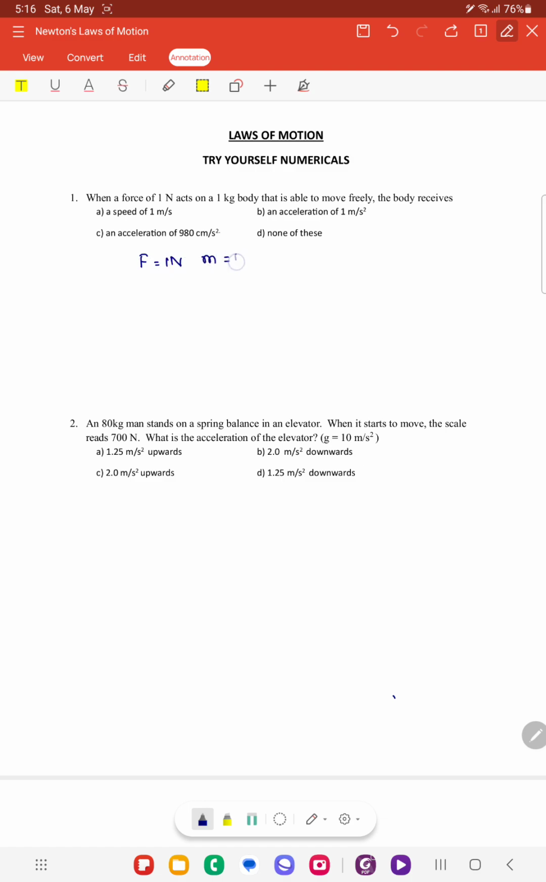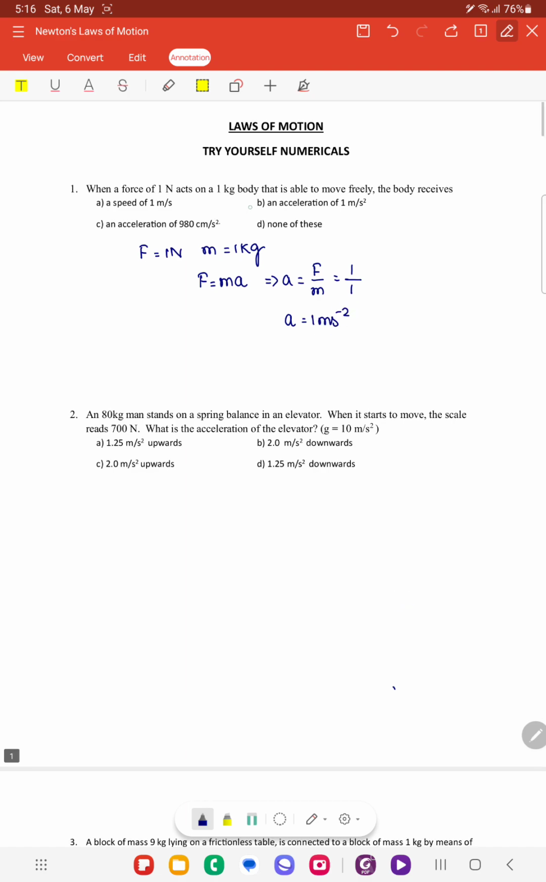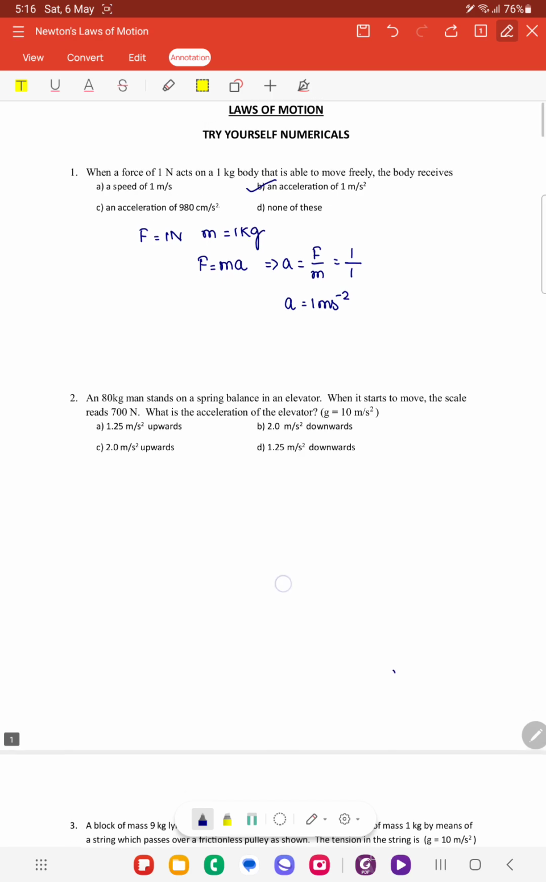Mass of the object is given as 1 kg. From Newton's second law, we have F is equal to m into a, or a is equal to F by m. Substituting the values, force is 1 Newton, mass is 1 kg. That is 1 by 1, which is equal to 1 meter per second square. Therefore, the body acquires an acceleration of 1 meter per second square.